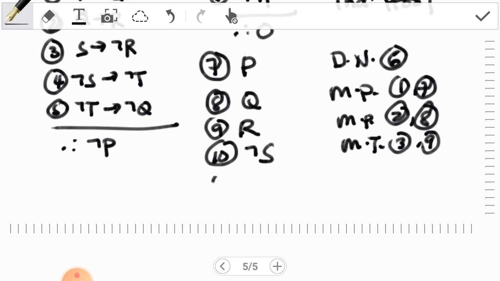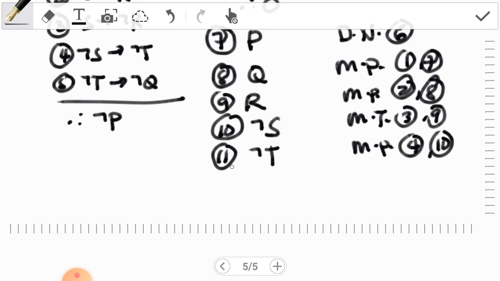Not S implies not T. Therefore, this is not T. Again, modus ponens of 4 and 10. Not T is in 5. Not T implies not Q. Therefore, not Q. That is using modus ponens of 5 and 11. We have not Q.